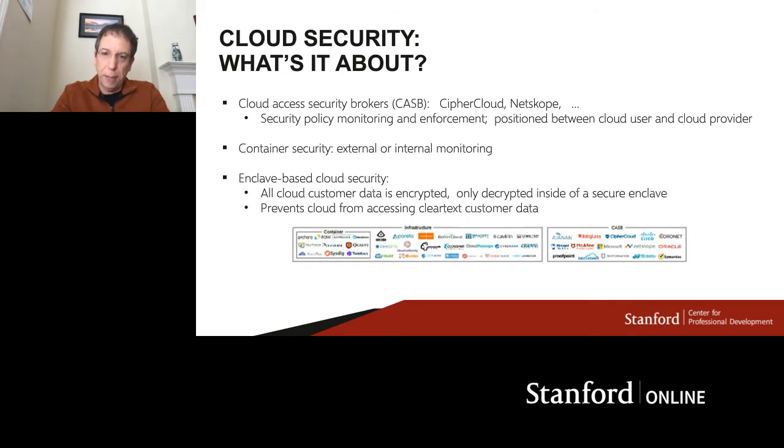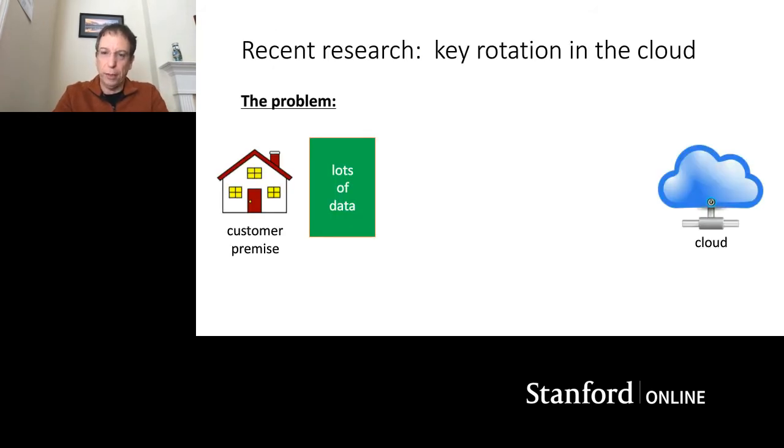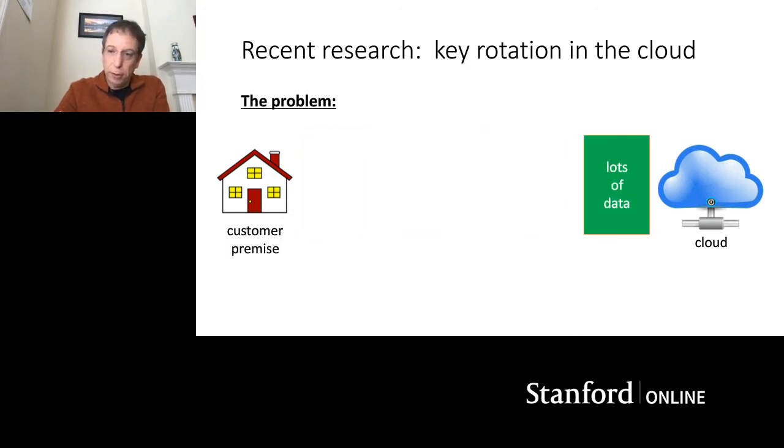I wanted to tell you a little bit about some recent research that we did that may be relevant to things that you're concerned about. The specific problem I wanted to tell you about is the question of key rotation in the cloud. So what is the problem? Well, we all manage lots of data. We'd rather not keep the data on our own premises or even in our business premises. We'd rather upload the data to the cloud. But when we upload the data, if the cloud doesn't need to operate on it, we'd rather encrypt the data so that the cloud doesn't see the data in the clear, and then we keep the key to ourselves.